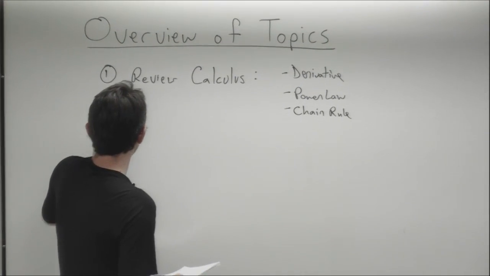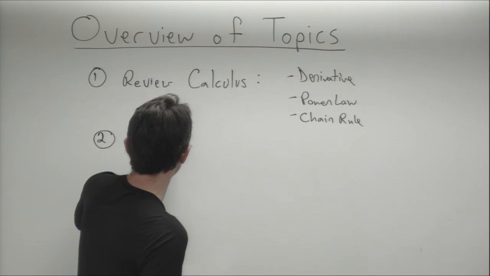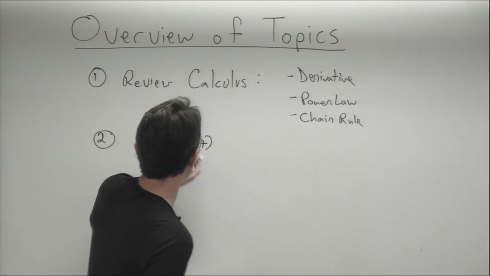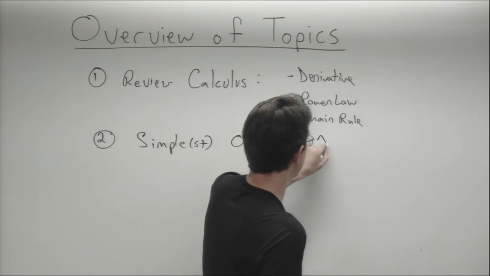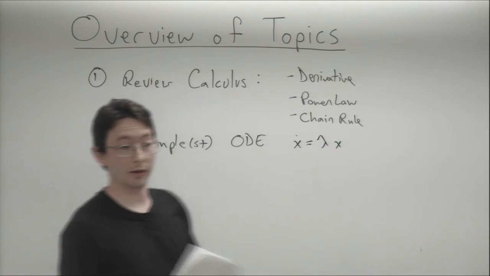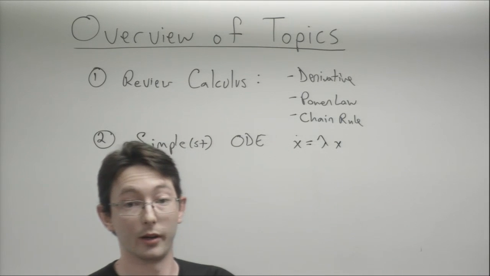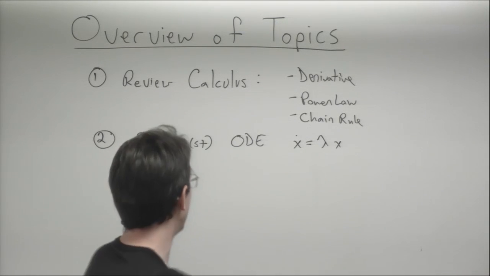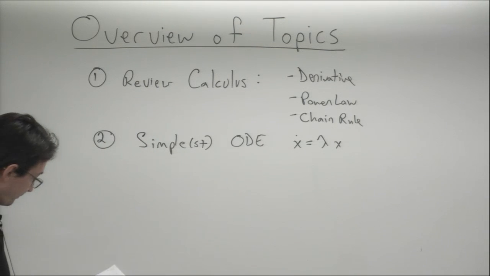Then I'm going to start talking about the simplest ODE, which is just x dot equals lambda x. We're going to think about where this comes up in physical systems and engineering systems. We're going to look at a few different ways of solving this. I can think of 3 off the top of my head, and we'll do 2 of them today.